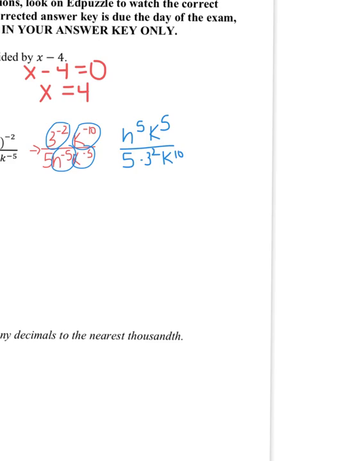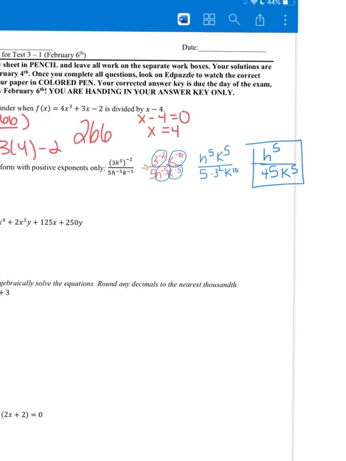So now in the denominator, you do 5 times 3 squared. 3 squared is 9, times 5 gives you 45. You have only one h, so that stays the same. And then your k's, k to the 5th divided by k to the 10th: 10 minus 5 is 5, and that goes to the bottom because the 10 is bigger. So this is your final answer to number 2.